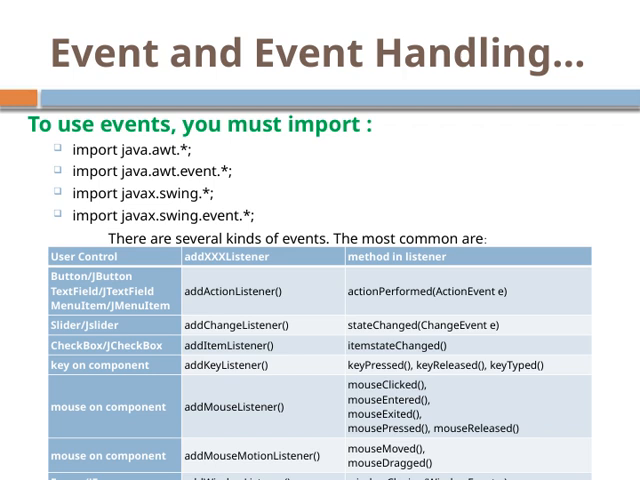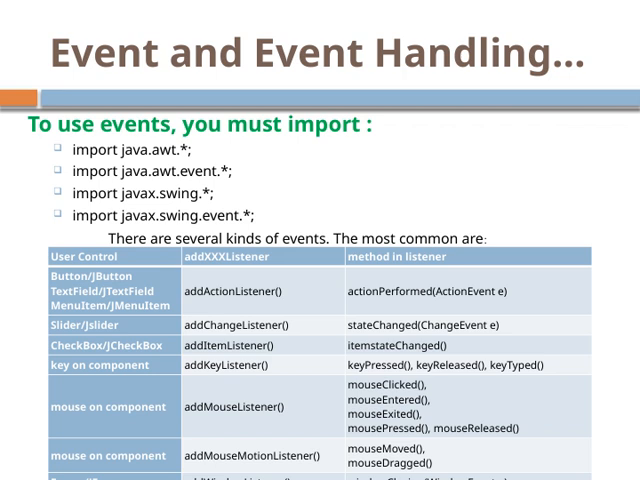For keyboard input, you add a key listener and implement methods like key pressed, key released, and key typed to handle different key events. Mouse events are a bit more detailed. You add a mouse listener for clicks, enters, exits, presses, and releases, and a mouse motion listener for movements and drags. Each of these has specific methods, such as mouse clicked or mouse moved.